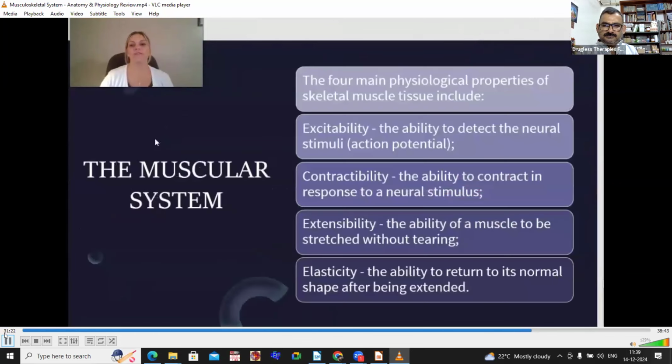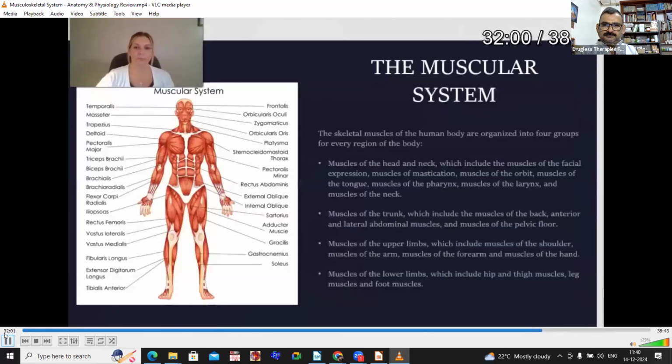So the four main physiological properties of skeletal muscle tissue include excitability, so the ability to detect neural stimuli. Also, contractility, and contractility is the ability to contract in response to that neural stimulus. And then there's extensibility, and this is the ability of the muscle to be stretched without tearing.